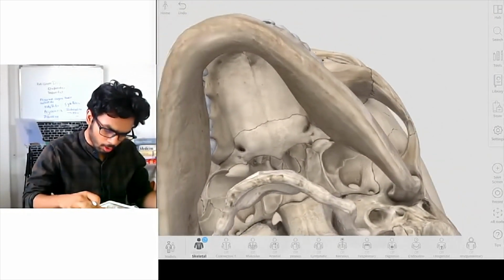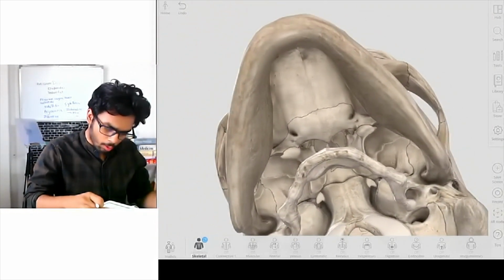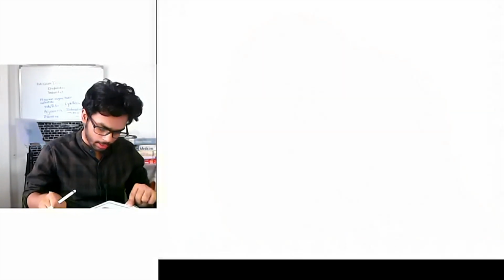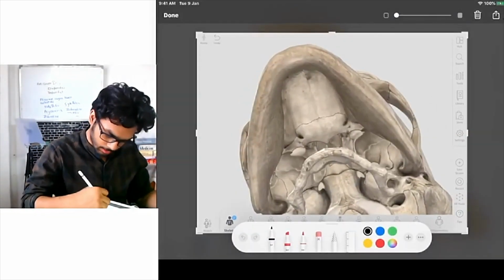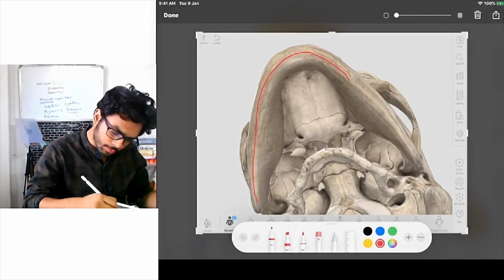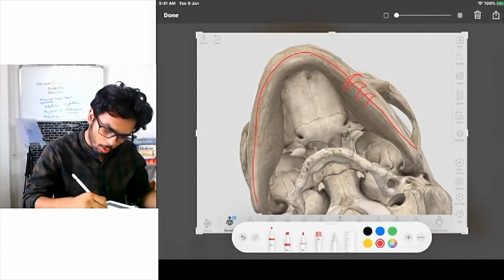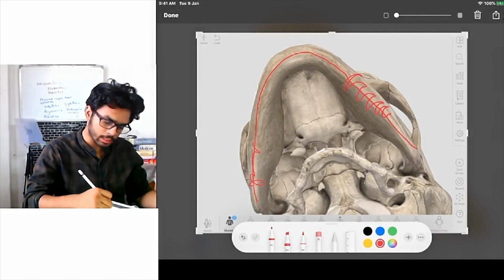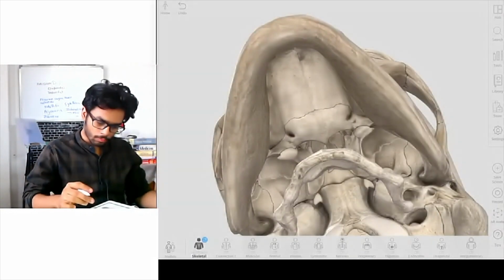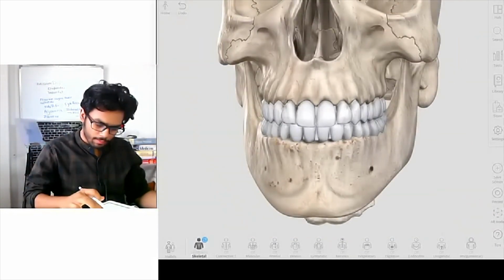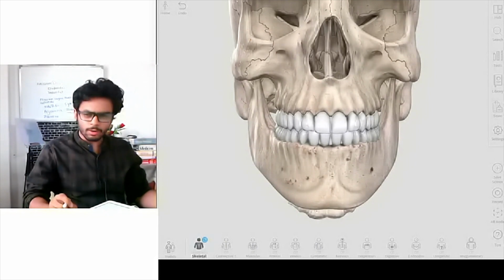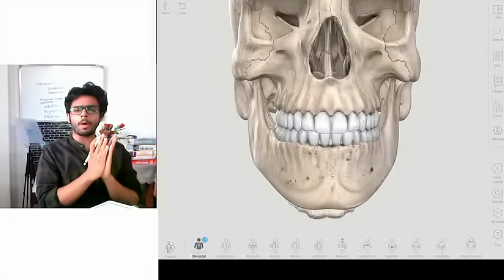This is the lower border or base of the mandible, which is rounded. Let me show you. This is the lower border or base, which is almost rounded. Can you see how rounded or smooth it is? Okay, so this is the structure of the mandible. Now we will see each and every part of the mandible, but not in much detail, just so we get the proper idea.